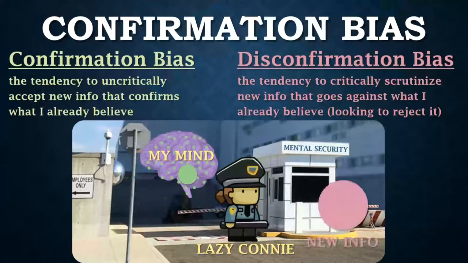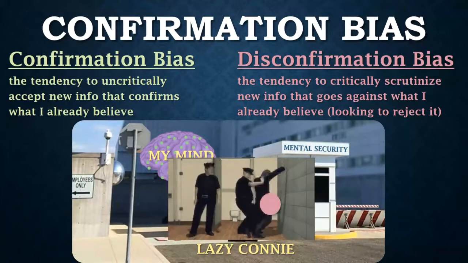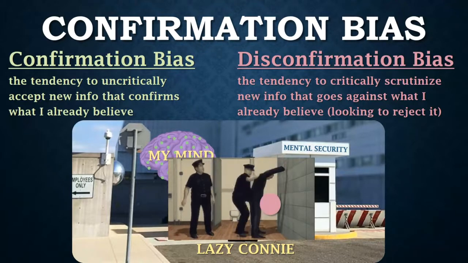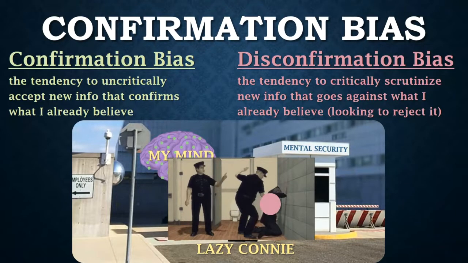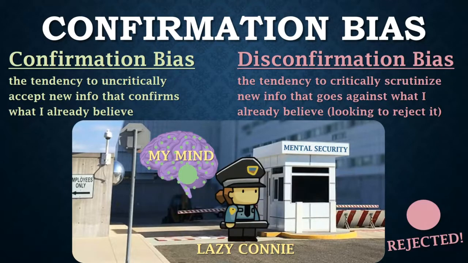Now, on the other hand, look what happens when there's new info that goes against what we believe. Some weird new info that is unlike anything I've already let into my mind. This red dot is disconfirming what I already believe. Here's where Lazy Connie turns into a hardcore security guard. Lazy Connie is totally mean towards that new evidence, is absolutely critical, is trying to search any and all parts of it. I'll stop that GIF because it's disturbing, even though it's just a computer simulation, not anything real. But Lazy Connie is looking for reasons to reject that new info.